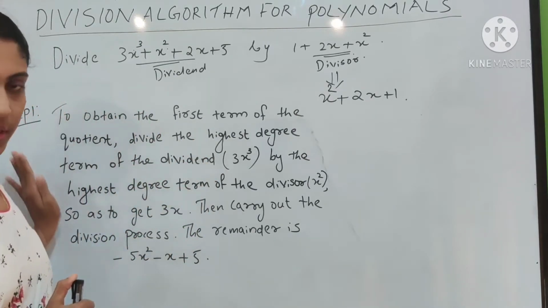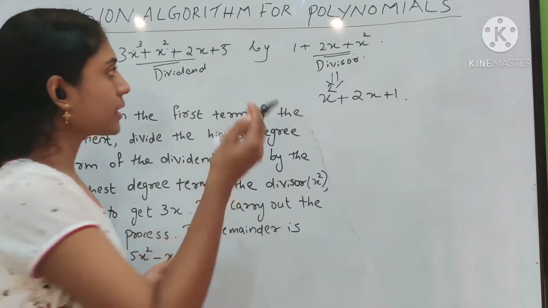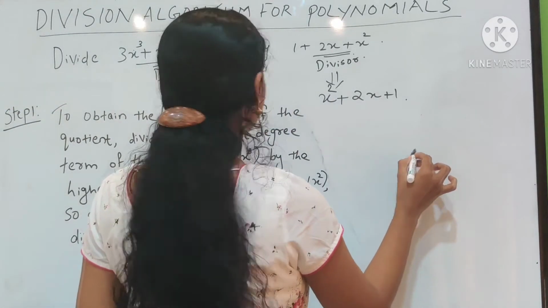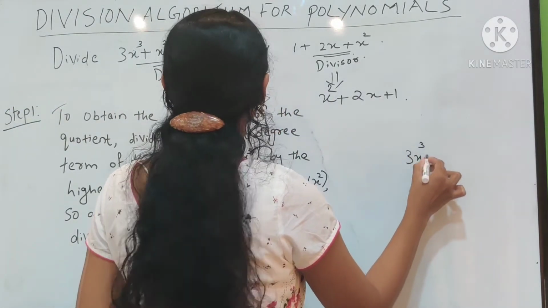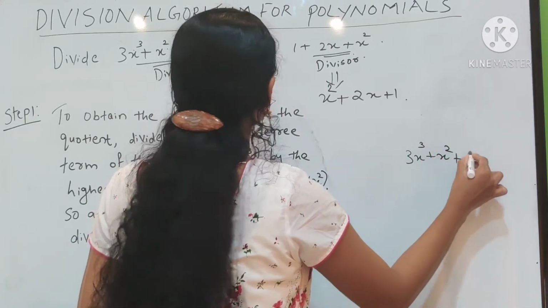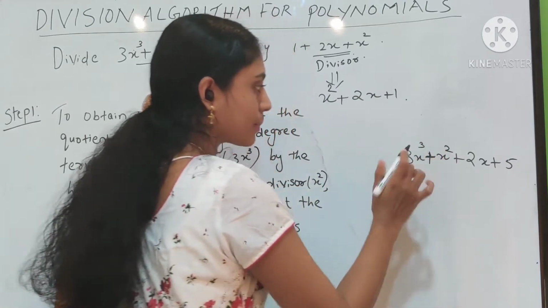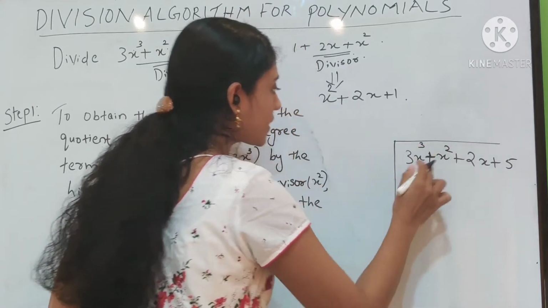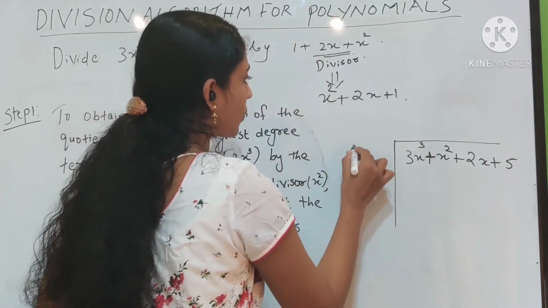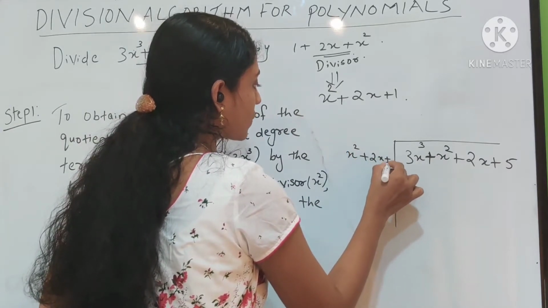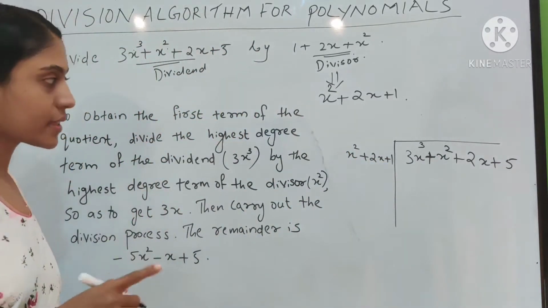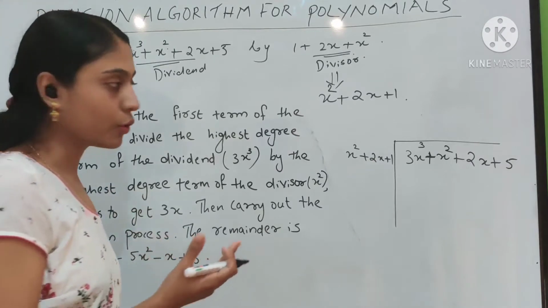So this division process can be done step by step. The first step is this one. Before going to that, let us divide this one. What is the dividend? 3x cube plus x square plus 2x plus 5, right? So the dividend is 3x cube plus x square plus 2x plus 5. Divide this dividend by the divisor x square plus 2x plus 1.